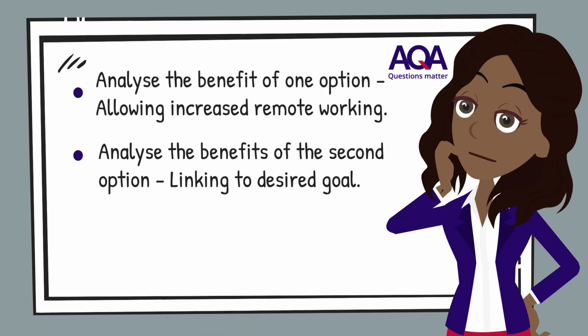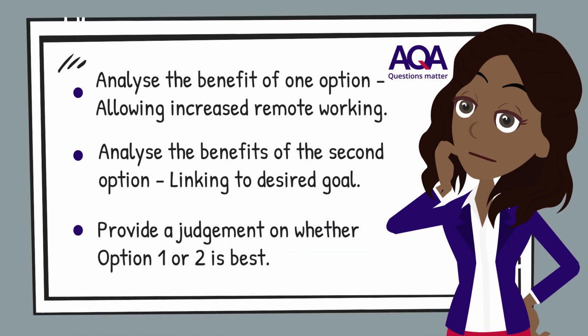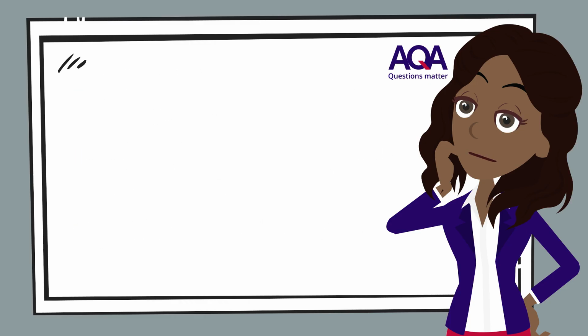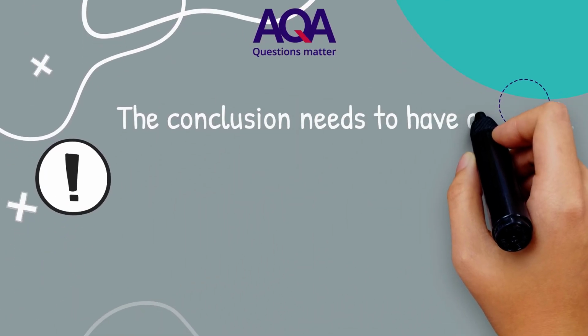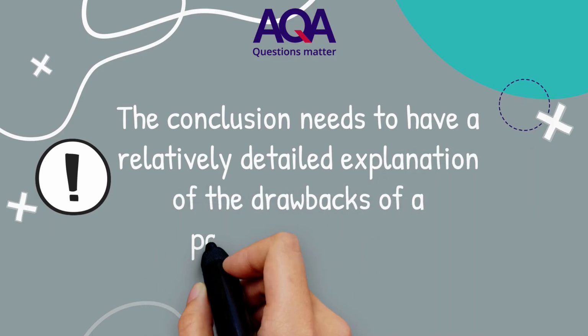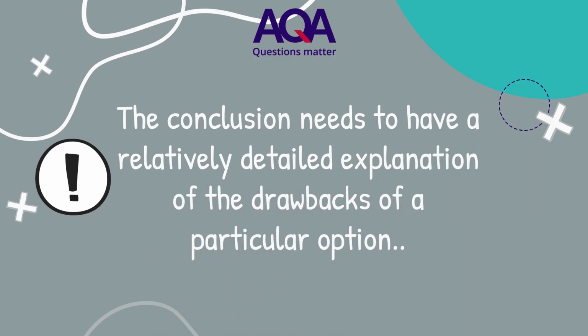Analyze the benefits of the second option in a similar way, making sure that the links to the desired goal of raising motivation are again clearly explained. Provide a judgment on whether option 1 or 2 is best by pointing out the difficulties with option 1 that would be reduced or overcome if option 2 is selected. In this instance, the conclusion needs to have a relatively detailed explanation of the drawbacks of a particular option to support the recommendation.